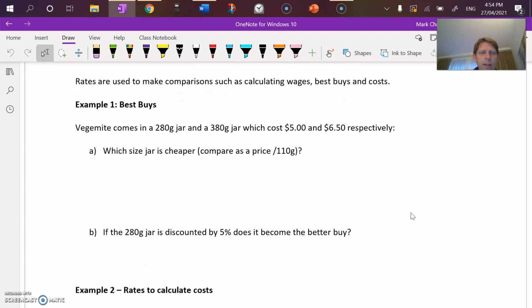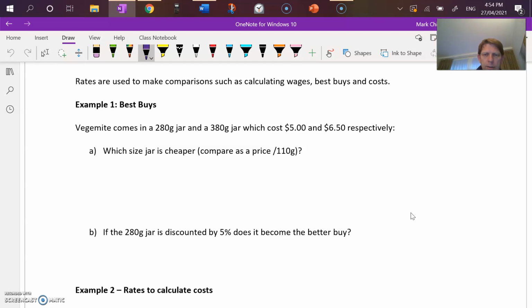We've got Vegemite coming in. It comes in a 280 gram jar and a 380 gram jar, which costs $5 and $6.50 respectively. Now, just by looking at that, I can't really tell which is the most affordable option, which is the cheaper option of the two. 280 and 380 aren't really numbers I can readily divide by. So it's easier if we convert that into a different unit.